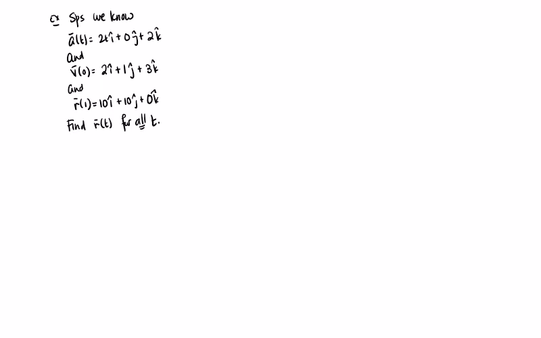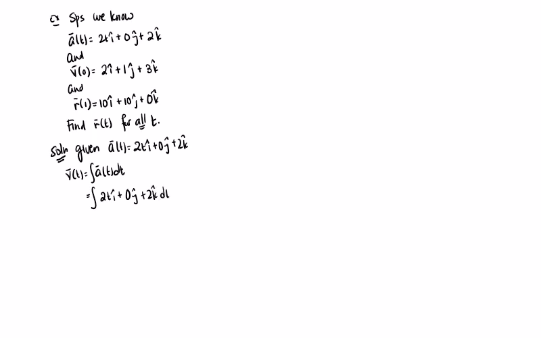And so what we do to do this is we start from the acceleration and we work our way backwards, right? So in other words, we're going to say, given the acceleration, we know that the velocity is the integral of acceleration, because the acceleration is the derivative of the velocity. So this is the integral of this, 2ti plus 0j plus 2k dt.